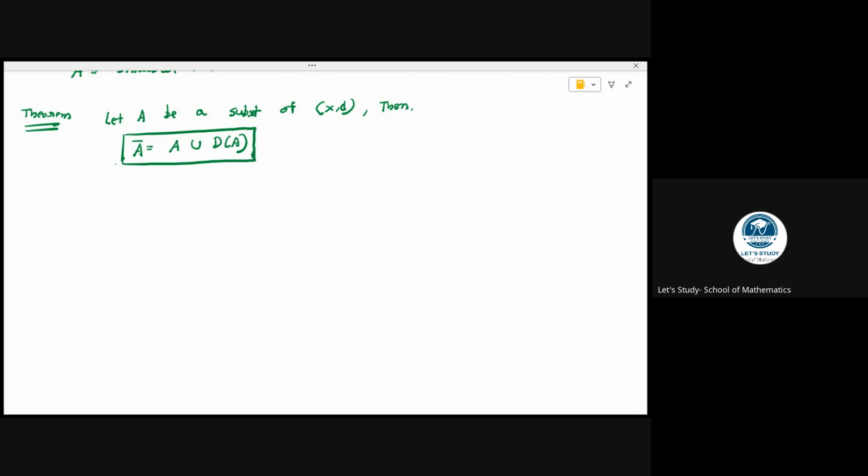In the last two classes we learned how to find the derived set of different kinds of sets. Now if we prove this result, we will also be able to find the closure of any set. So, proof.